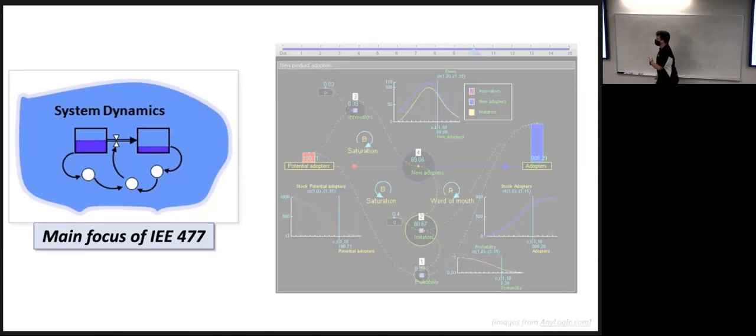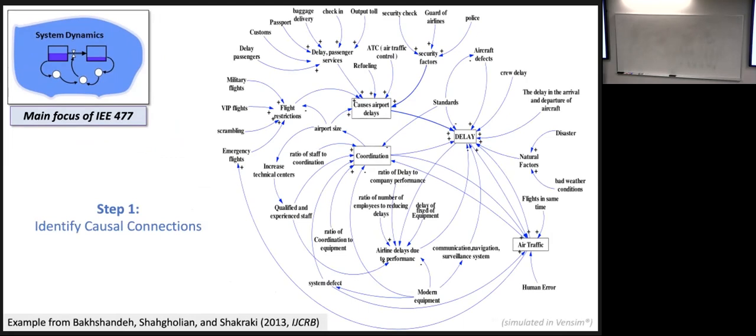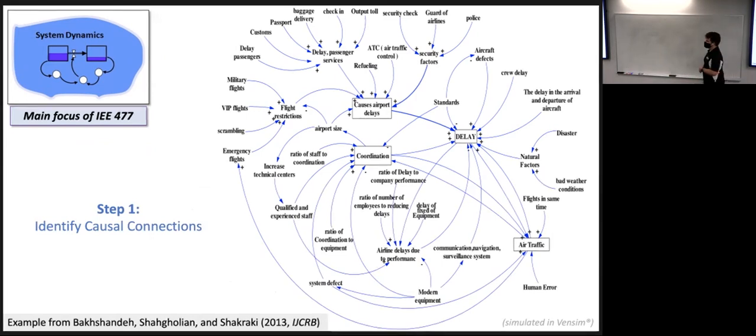So that's something that you might see in more detail if you were to take a class like 477. I also teach a class in sustainability, SOS 212, where we use this same modeling approach to our sustainability problems. And here's an example model from system dynamics modeling for an airport.